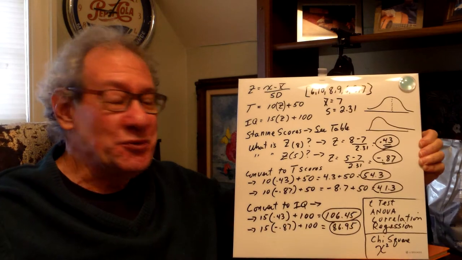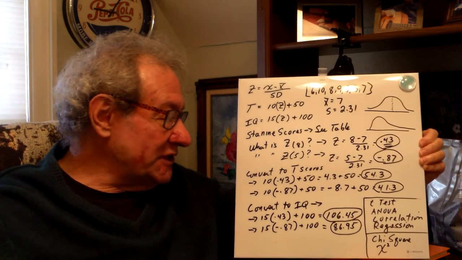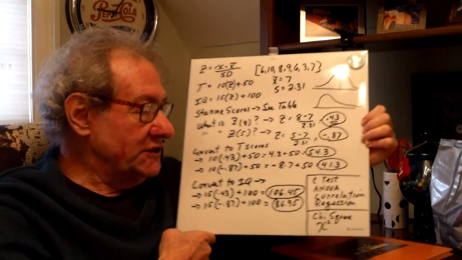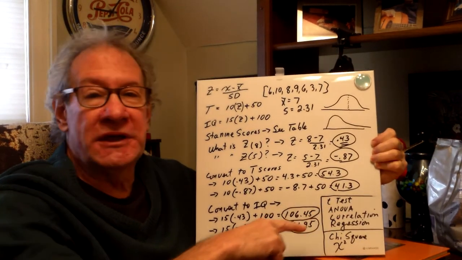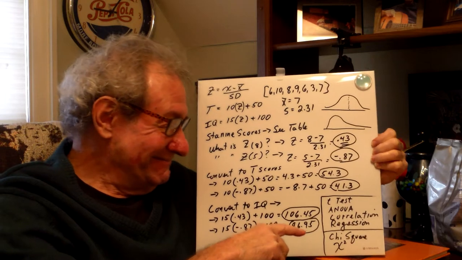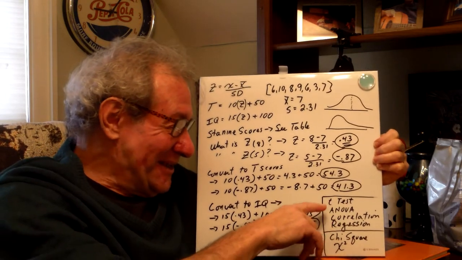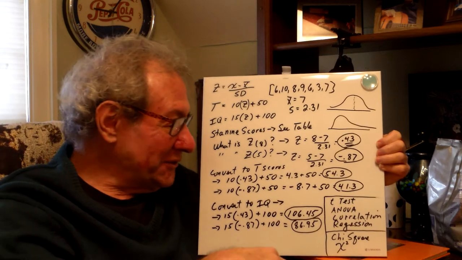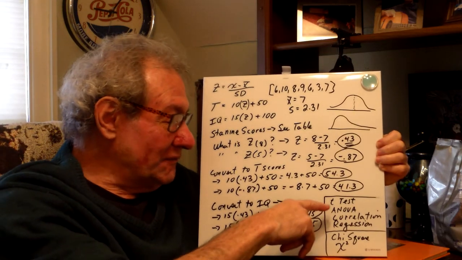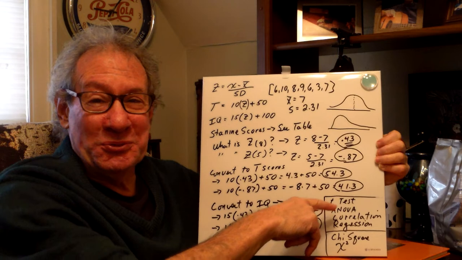ANOVA stands for Analysis of Variance. It's always in capital letters. The Analysis of Variance is like the T-test, but involves more than two groups.